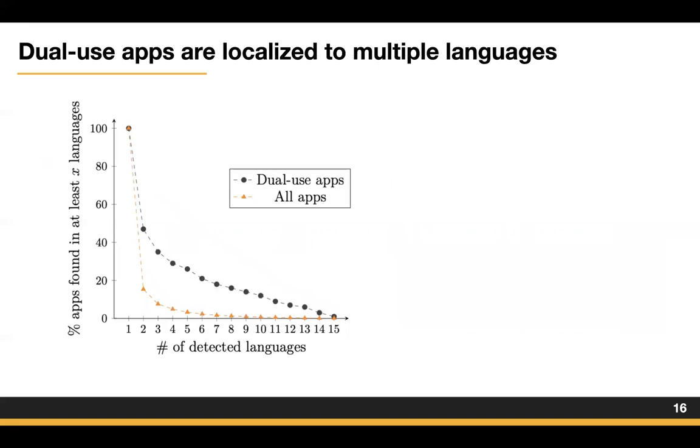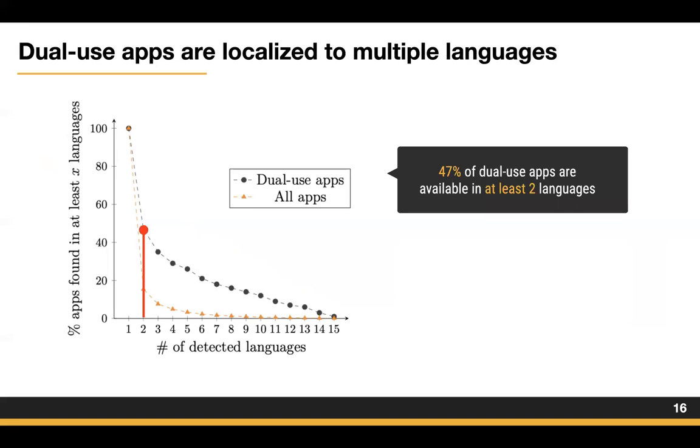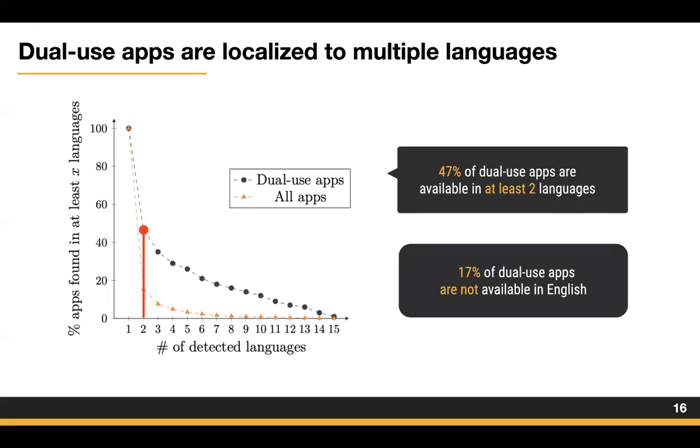Similarly, we looked at the localization of dual-use apps. By localization, we mean whether the metadata of apps is available in multiple languages. You can see that dual-use apps are localized more often than an average app. 47% of dual-use apps are localized to at least 2 languages, and 17% of dual-use apps are not localized to English. This means that by looking at more languages, we can cover more dual-use apps.